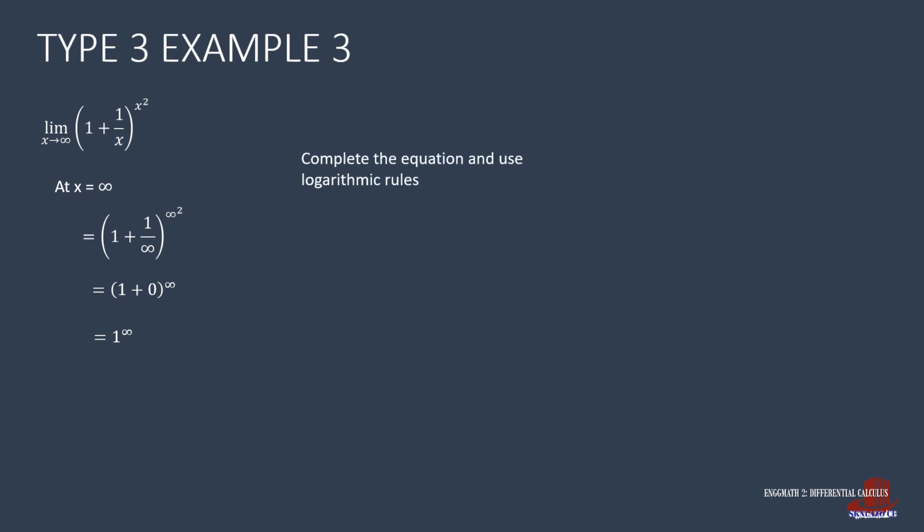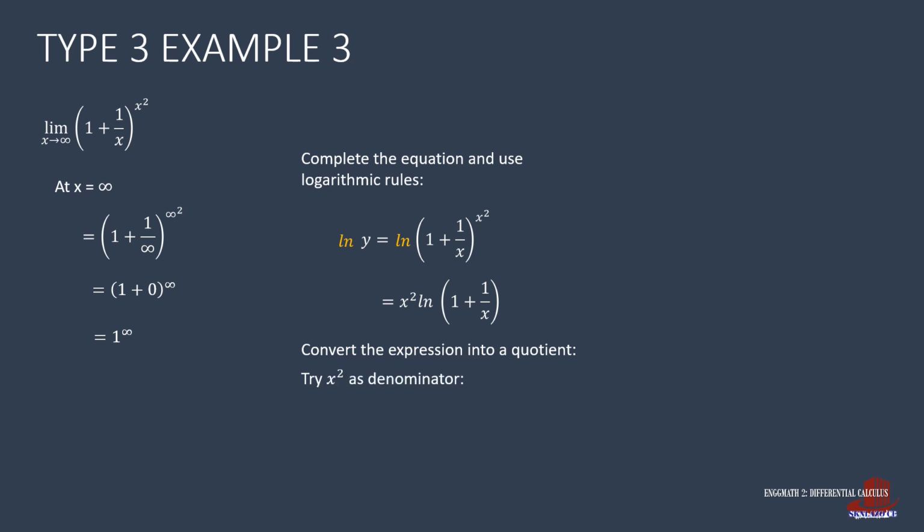So take down the exponent by injecting ln into the function to have ln of y as x squared times ln of 1 plus 1 over x. With the exponent turning into another term, a product is created which can then be further transformed into a quotient. Let's take x squared as the denominator, making the function as ln of 1 plus 1 upon x all over 1 over x squared.